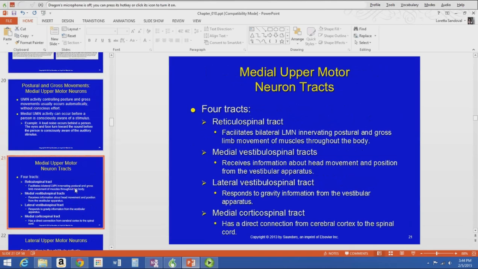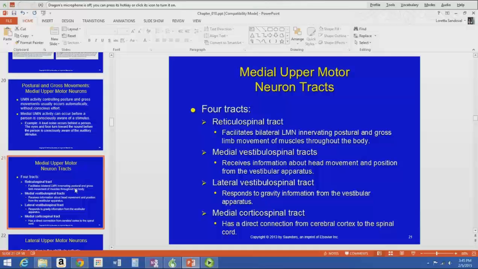There are four different tracks in the medial upper motor neurons. The first one is the reticulospinal tract. Just like the sensory tracks, the motor tracks' names tell you where they go to and from. And the nice thing about the upper motor neuron tracks is that they all end in spinal, because all of the upper motor neuron tracks go from somewhere in the brain to the spine. So the reticulospinal, the vestibulospinal, the corticospinal, and it tells you exactly where it goes to and from.